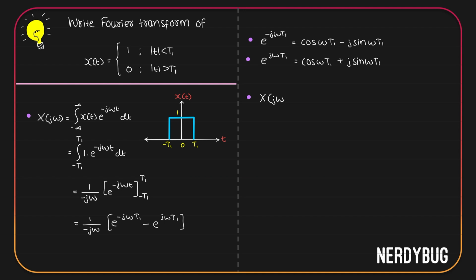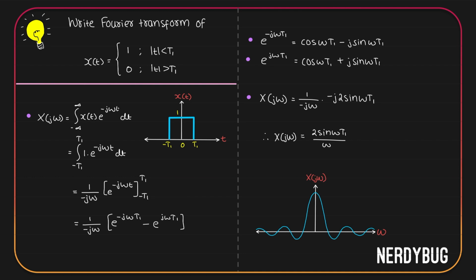So x of j omega becomes 1 by minus j omega multiplied by minus j 2 sine omega t1. We have minus j here and minus j here. They can be cancelled. So x of j omega is 2 sine omega t1 divided by omega. There is no j in this, so it is real. We can plot its magnitude like this.